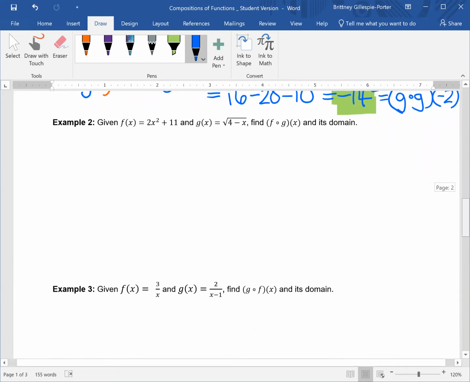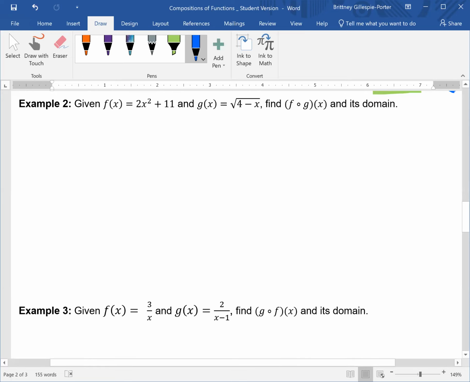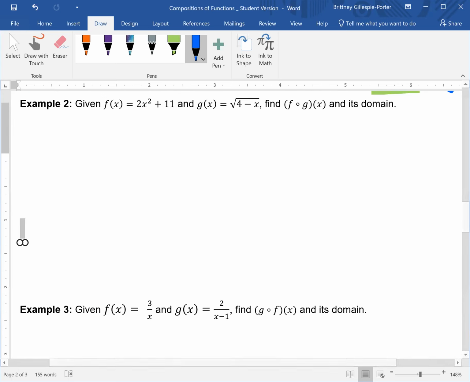Let's try another one. We're asked to find f composed with g of x and its domain. So this time, oops, let me bring that back out just a little bit.